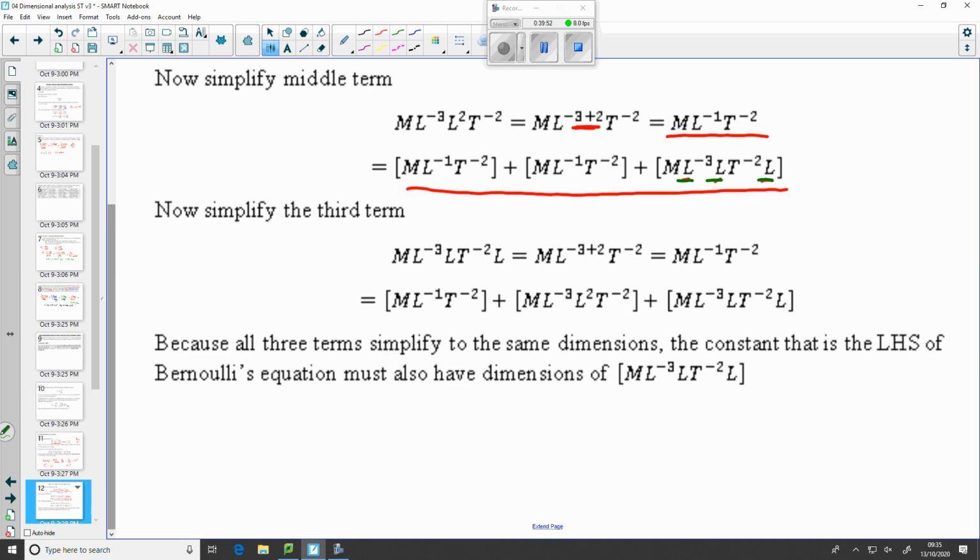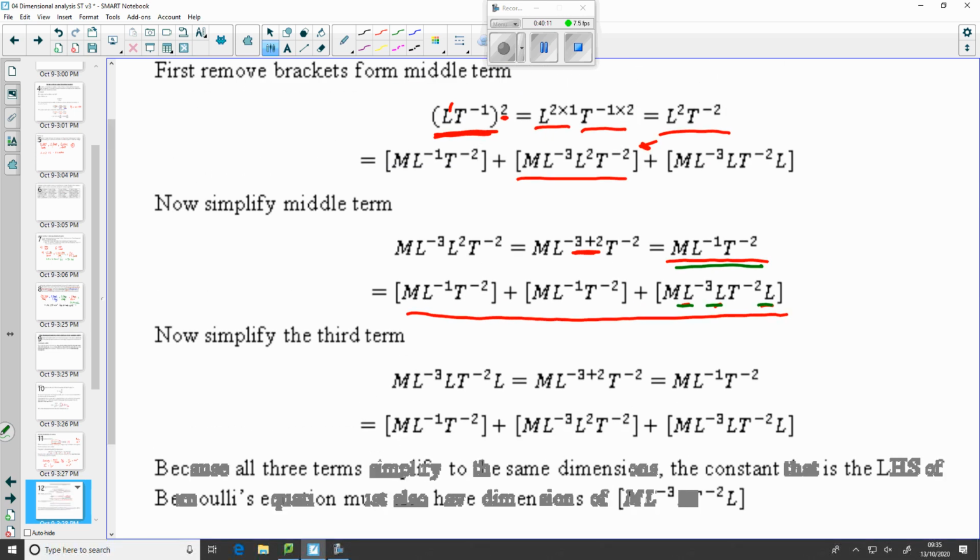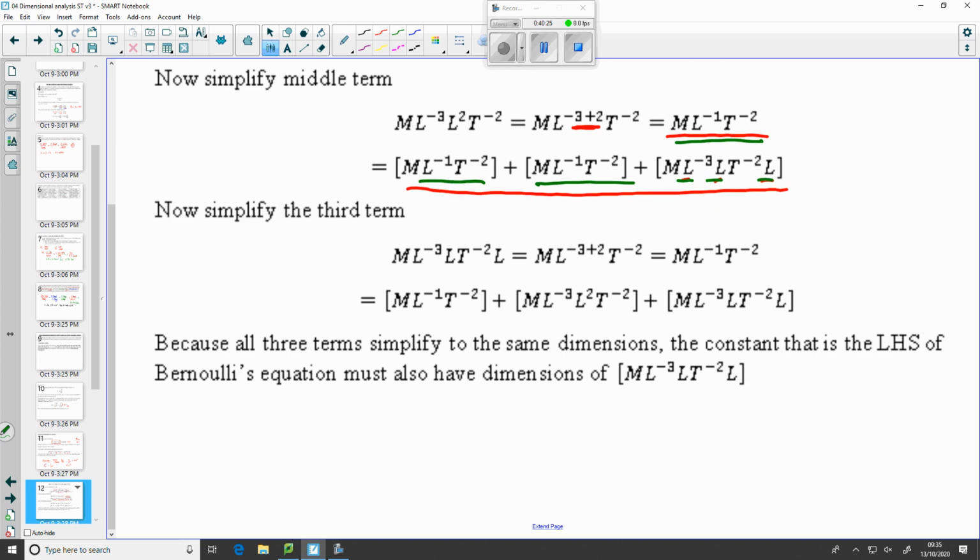And we should have the same dimensions in all three now. So that's the final dimensions of the third term. The final dimensions of the middle term was that, and the dimensions of the first term are that. They're all the same, so they'll all add together. And therefore, the dimensions of the constant.